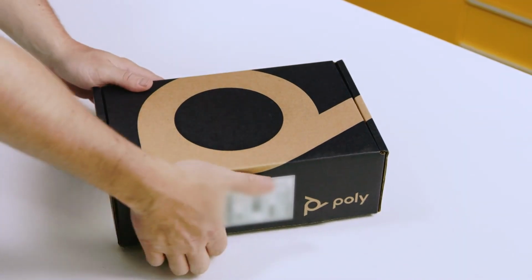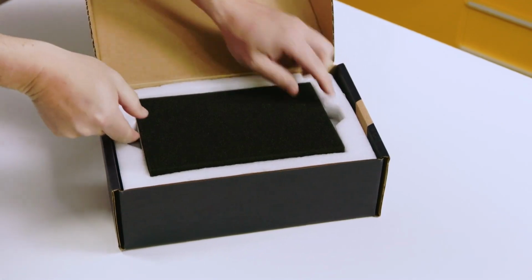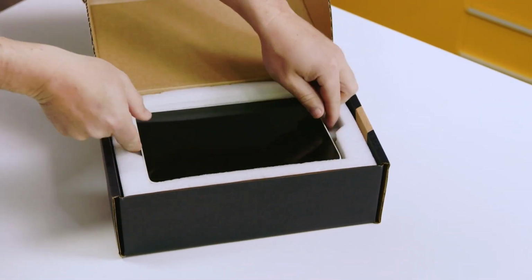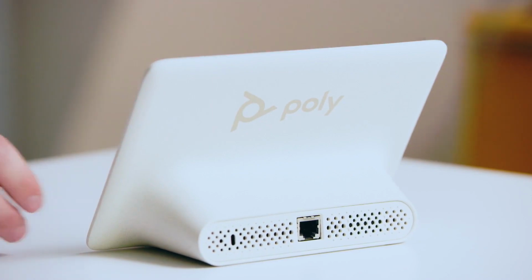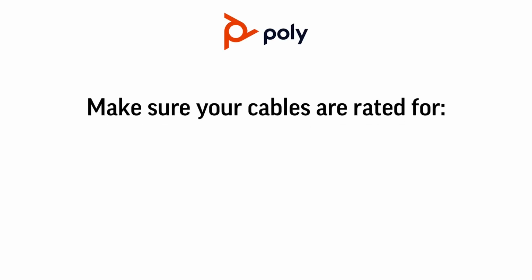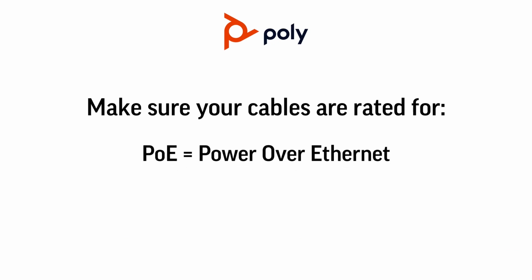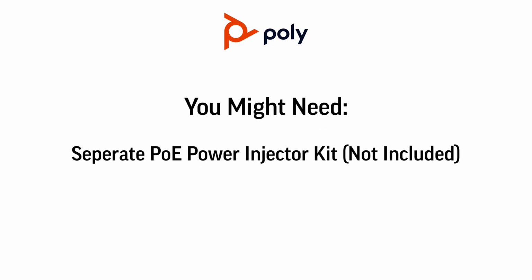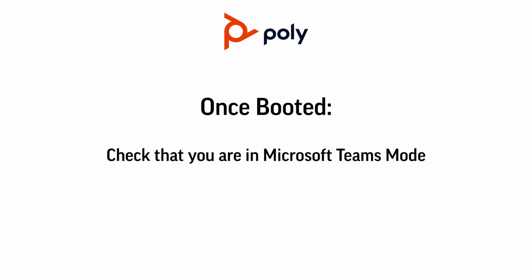Now take the TC8 touch controller from its box. It will also need an Ethernet connection to your network, and it needs to be Power over Ethernet or PoE enabled. If you don't have a PoE-enabled network port, you'll need to use a separate power injector kit which is not included.